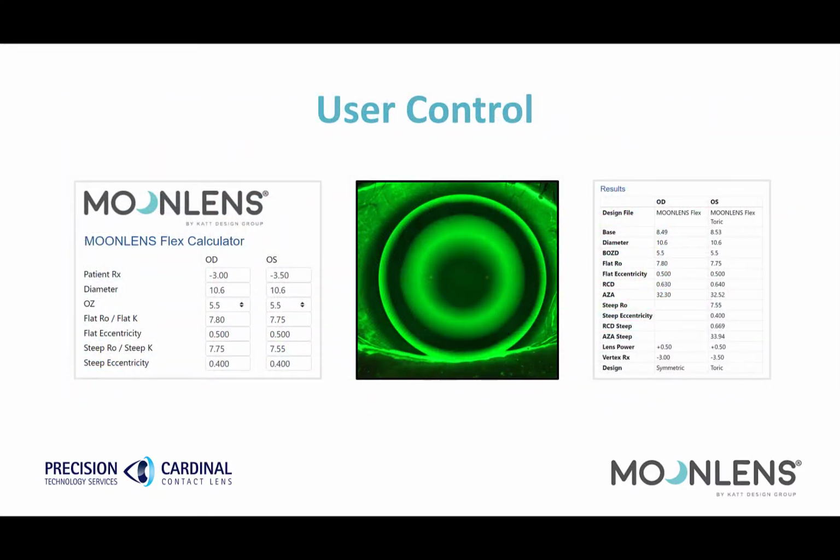The MOONLENS calculator makes the complexity of building a reverse geometry ortho-K lens very simple. It is recommended that you capture quality baseline topographies. Spend the time acquiring ideal maps, which creates accurate MOONLENS parameters and assures you of a high first fit success.